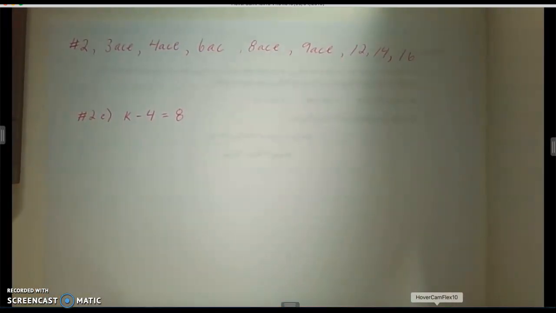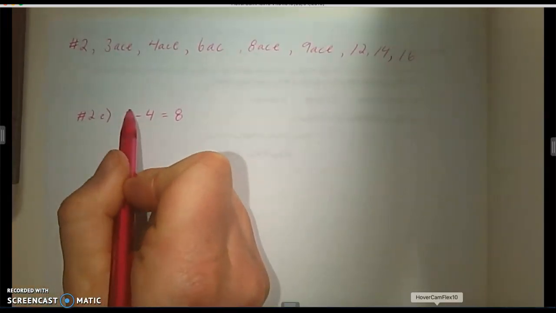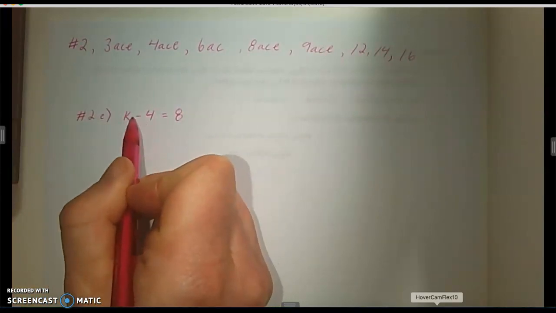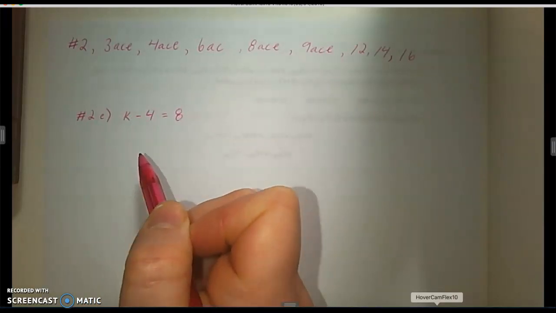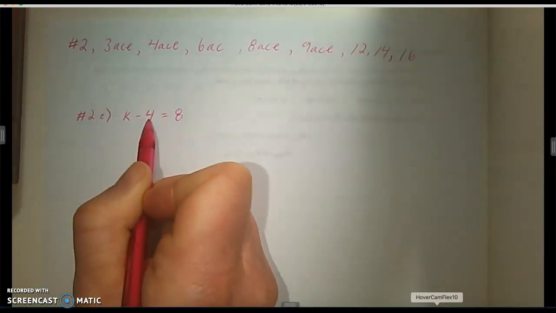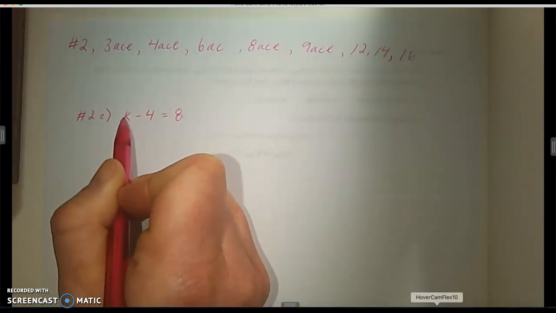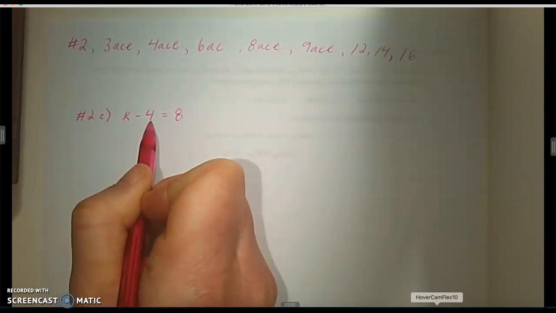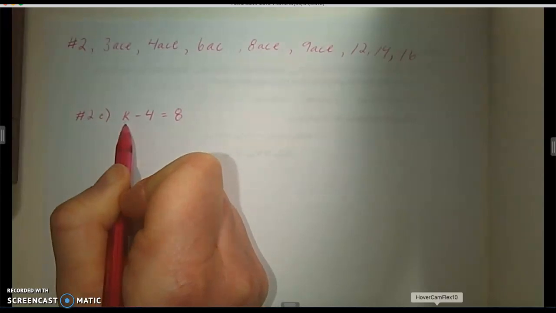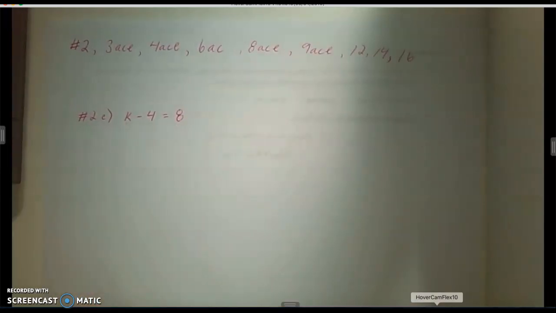Now, if you read through the textbook pages, you'll see there's lots of different ways that we can approach this. One of those ways is to just think through it logically. Okay, so k represents some number, and if I take 4 away from that number, the answer is 8. I know if I have 12 here and I take away 4, that'll give me 8. So that means k equals 12.